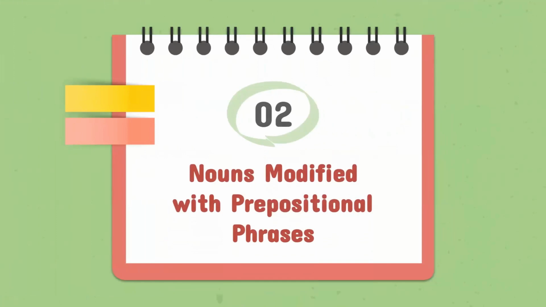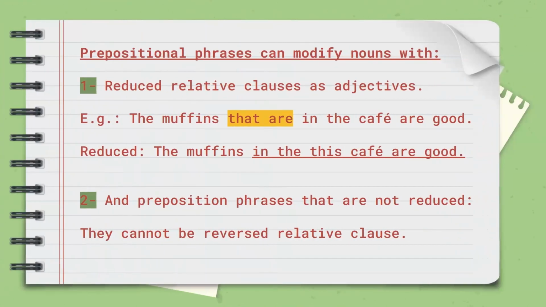Next, let's talk about nouns modified with prepositional phrases. Prepositional phrases can modify nouns with reduced relative clauses as adjectives. Here we have, the muffins that are in the cafe are good. In their reduced form, it would be, the muffins in this cafe are good. So that are is removed.